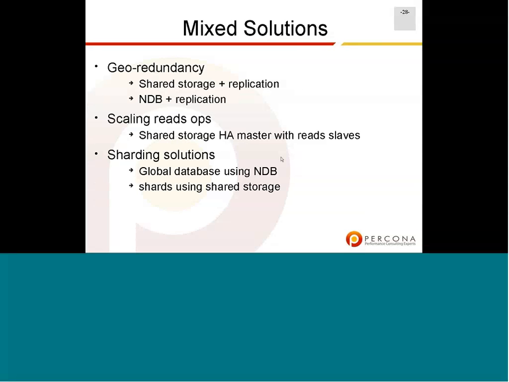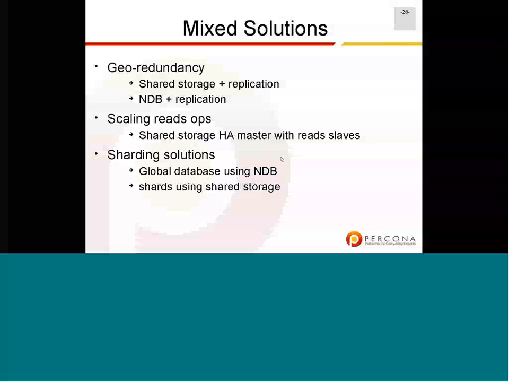Of course, all those solutions I've given you are isolated. They can be mixed. So that offers you a lot of flexibility. Let's say you require geo-redundancy. You can have 2 shared storage clusters in 2 remote locations that are replicating to each other in a master-master relationship. Or NDB cluster with replication, same thing.